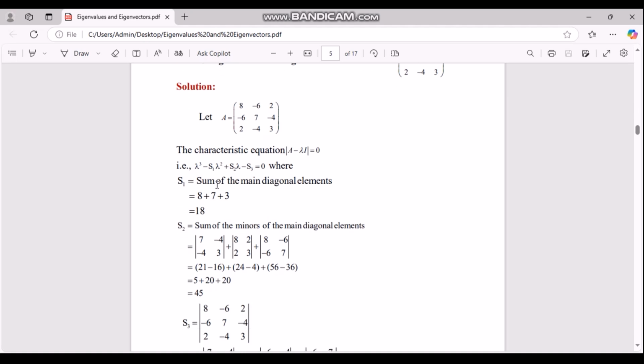And the simplification of this determinant A minus lambda I equal to 0 is lambda cube minus S1 lambda square plus S2 lambda minus S3 equal to 0. So instead of looking for the determinant A minus lambda I and its simplification, hereafter we use this expression lambda cube minus S1 lambda square plus S2 lambda minus S3 equal to 0 for getting the eigenvalues, where S1 is the sum of the main diagonal elements.